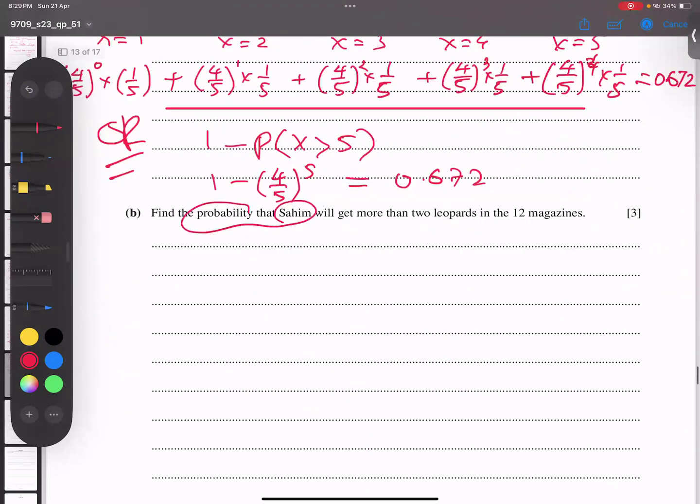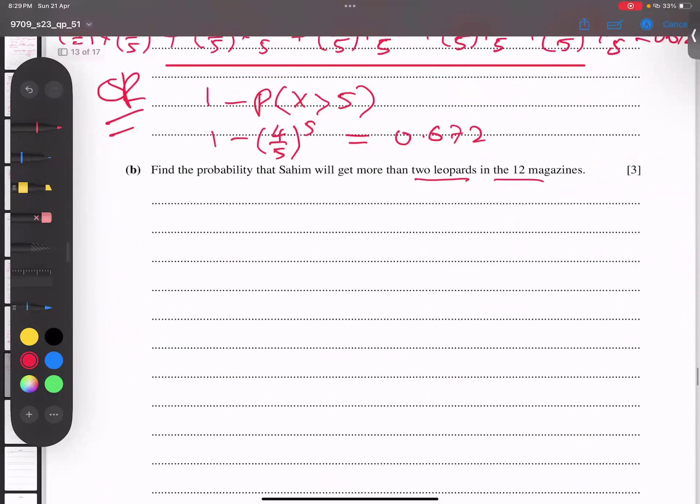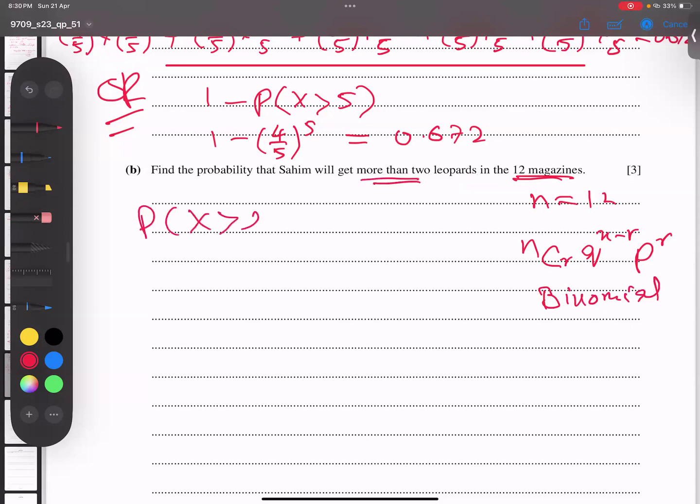So find the probability the Sahim will get more than 2 leopards in 12 magazines. Now, first we don't know how many magazines are there total, but now he mentioned here whenever n is mentioned, remember students, n is 12. So we'll go for the formula nCr q to power n minus r p to power r, binomial formula. So n is given, and he said that more than 2. So probability x is more than 2. Make sure it's not a geometrical, it's a binomial.